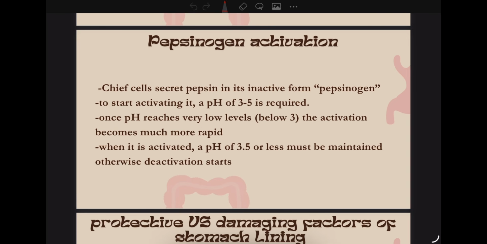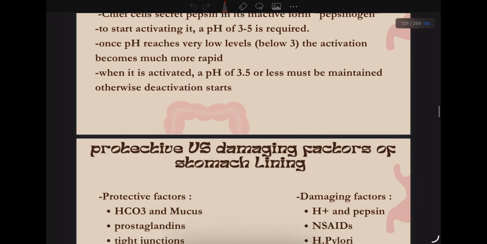Now we have a pH of 3 to 5. It starts activating. Once it reaches below 3, it starts rapidly activating, like a cascade, very quickly. When you activate it, you need to maintain a pH of 3.5 or less to keep it activated. Otherwise, it will start deactivating again. This is why when there is no food, the pH starts increasing. This is a protective mechanism where it becomes inactive again.